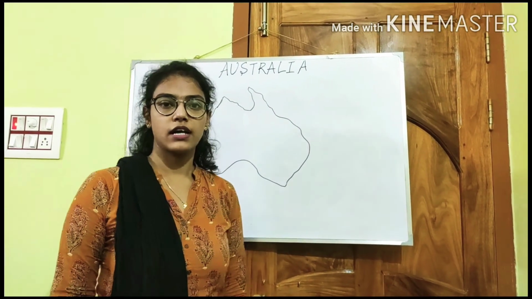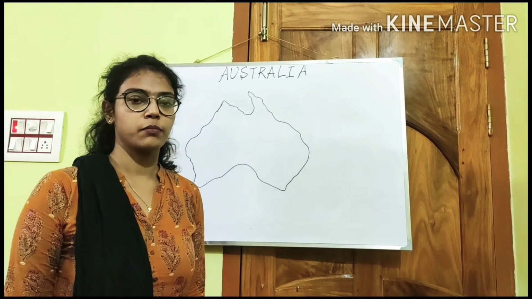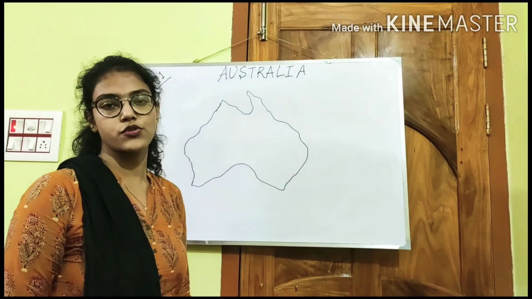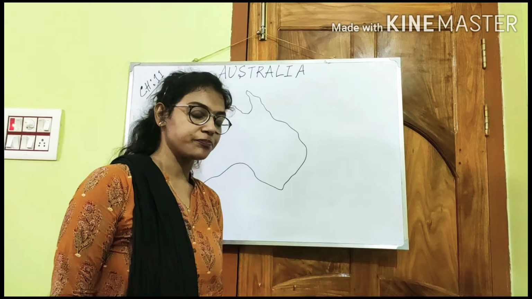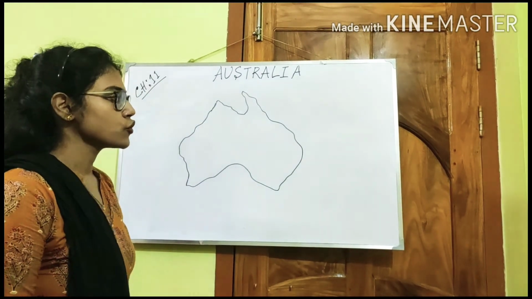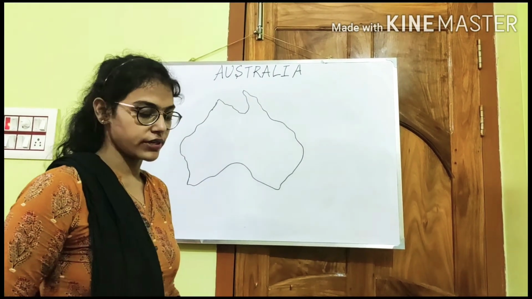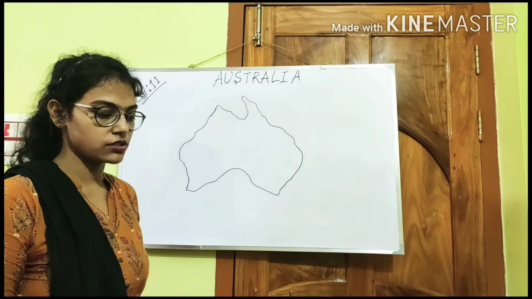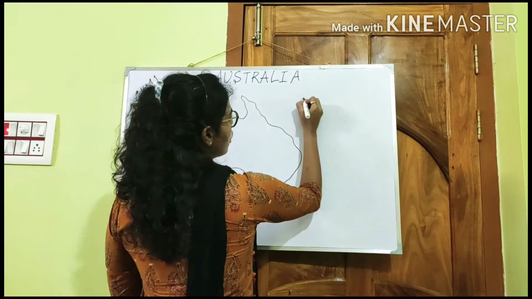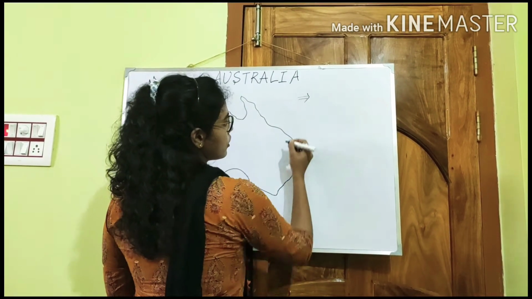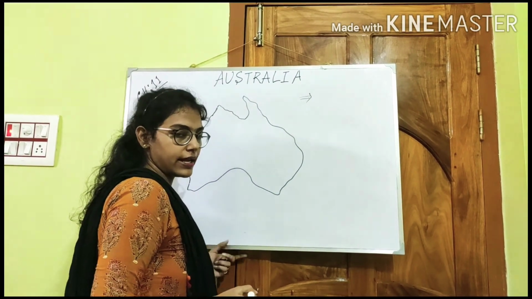Today in our class we will start the second part of Australia, that is the physical features. So this is Australia, and here there are 5 physical features of Australia. First is the Eastern Highland.